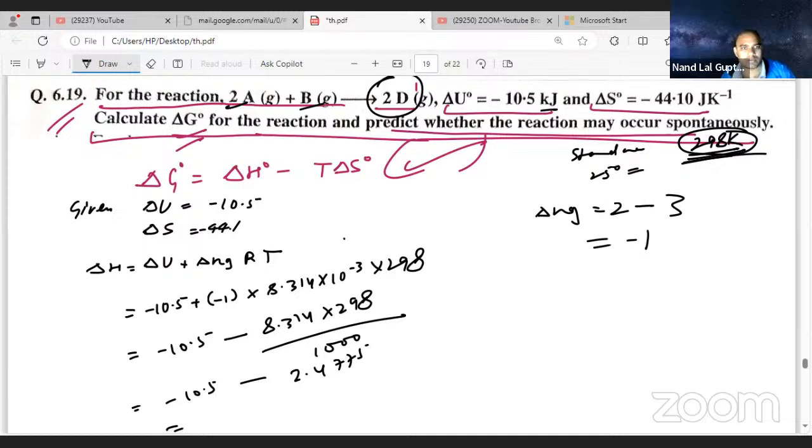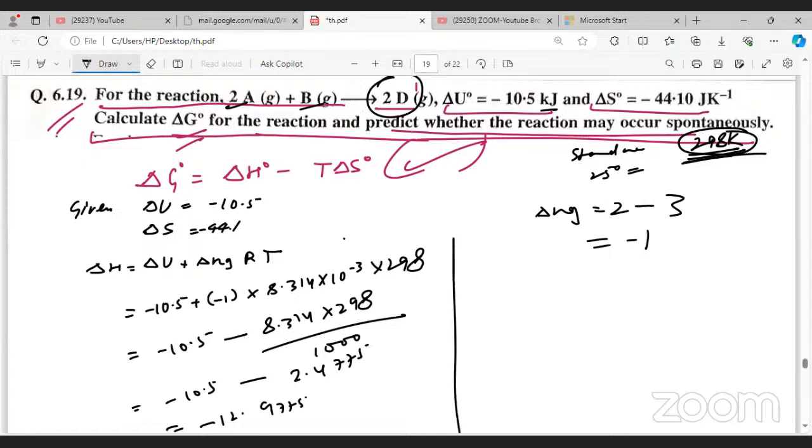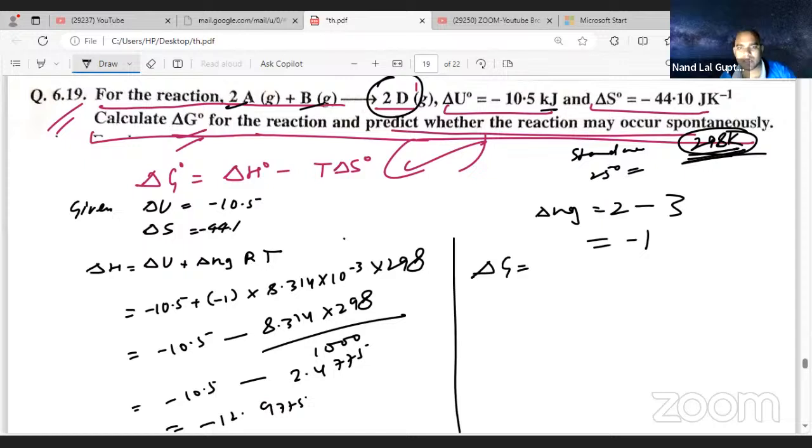Okay, so what will be the value? 10.5 plus 2.4775. So it is the negative term, 12.9775. So I got 12.99. Okay, no problem. So delta G is equal to, we are plugging the value, minus 12.97.